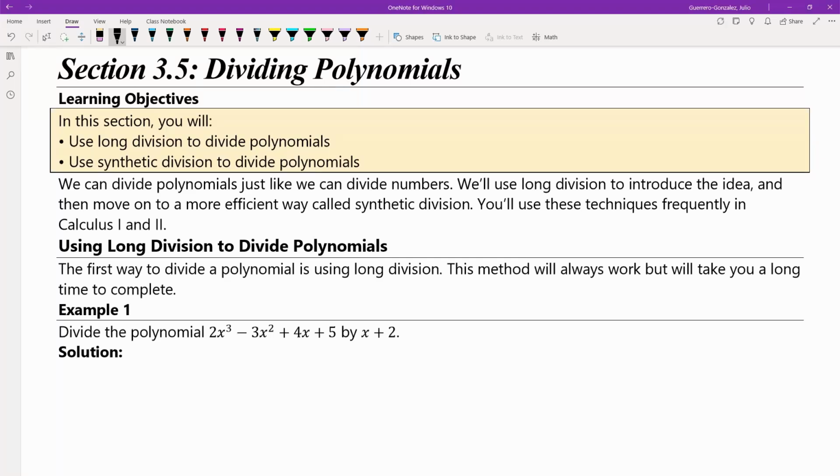Hello everyone, this is the lecture for section 3.5, dividing polynomials. For the next couple of sections, and we've sort of seen this in the previous couple of sections, in particular 3.3 and 3.4, nice things can be seen in our graph if we have it in our factored form.